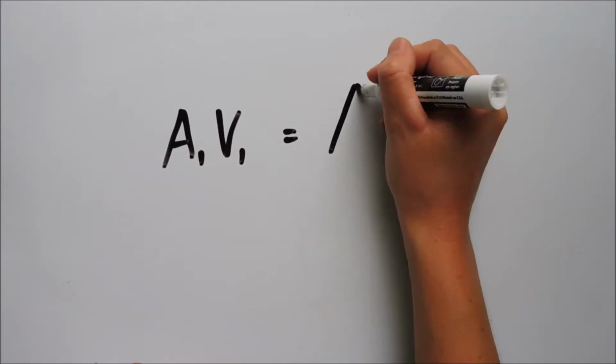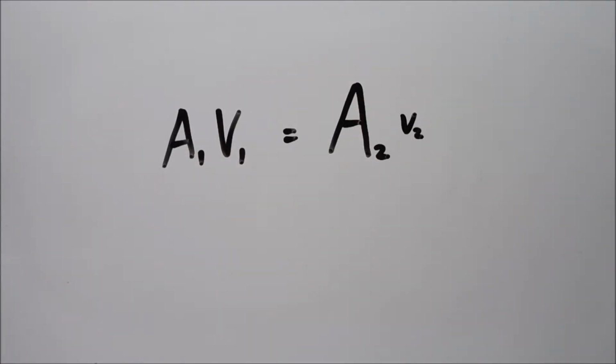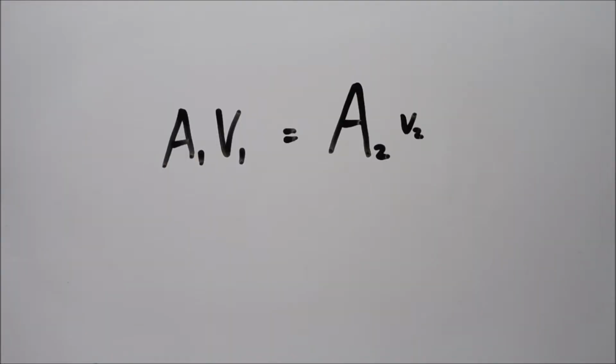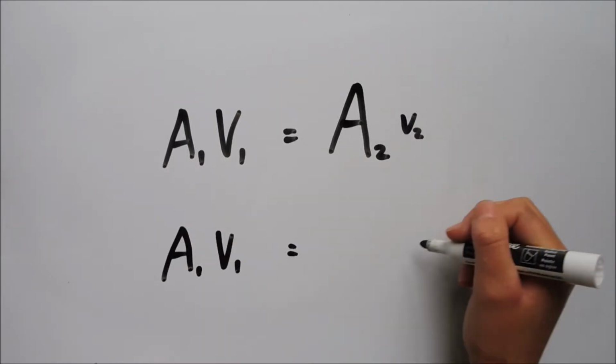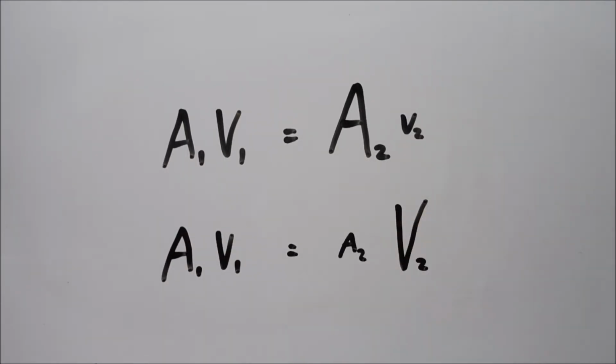If we know A1 and A2, we can know straight away the ratio of their velocities. If A2 is larger than A1, we know that V2 must be smaller or slower than V1 to keep the equation equal. And it works the other way too. For example, if we know V2 is faster or bigger than V1, we know A2 must be smaller than A1 for the same reasons.